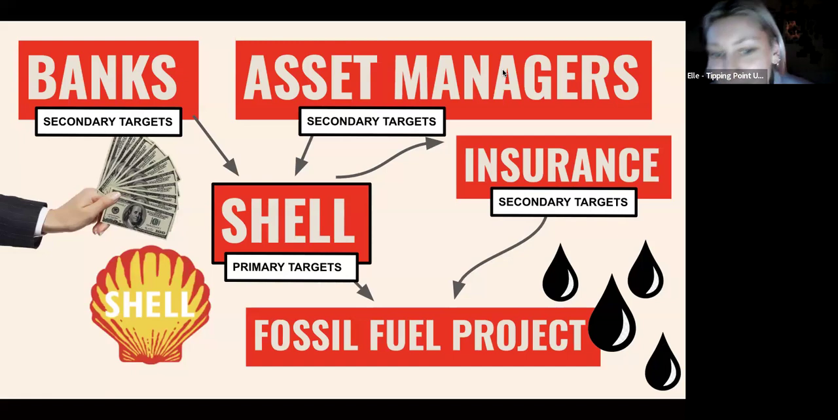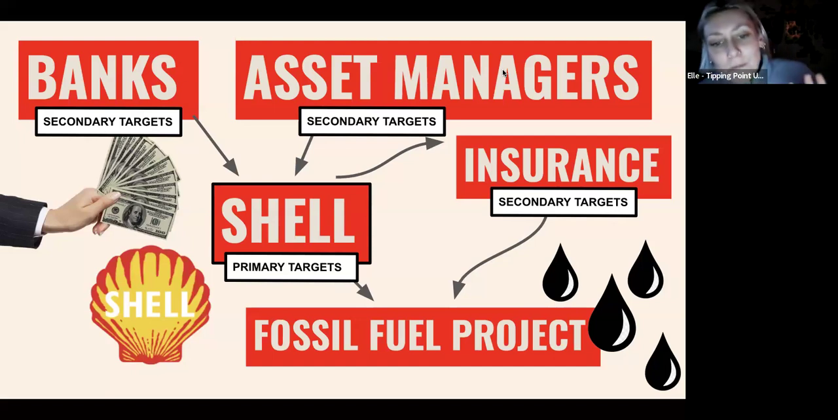We asked them not to. They're not likely to pull out. So Shell would be our primary target. And that's because they directly have the immediate ability to stop the project. Other primary targets might include the government of that country, who also have the ability to stop that project. But yeah, we know that this is extremely unlikely.